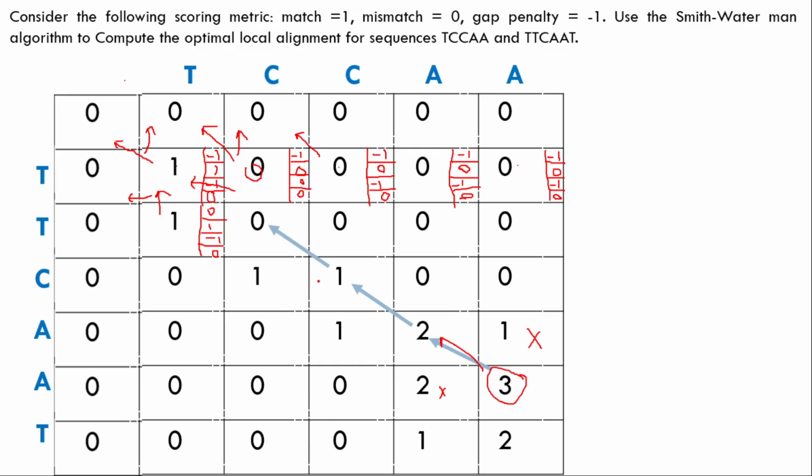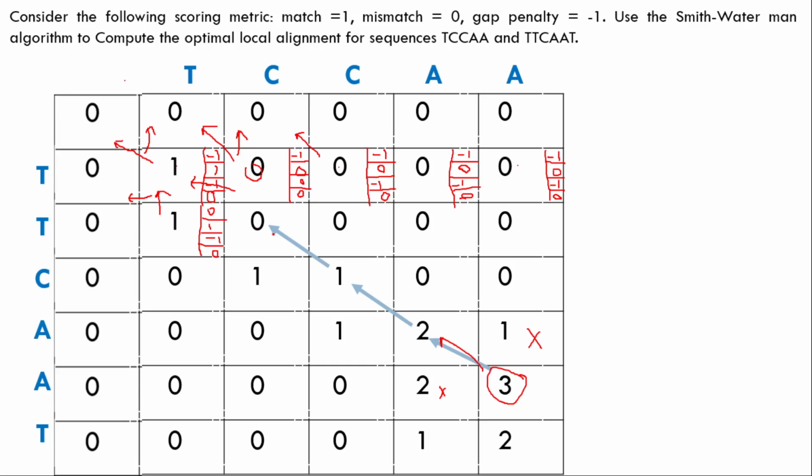Now, one more modification. While you are dealing with the Smith-Waterman algorithm, you have to stop the trace back whenever you get the origin at 0. You don't have to move from starting to end, right? You don't have to move. Wherever you get the 0 as an origin point, you have to stop your trace back. So your trace back is over.